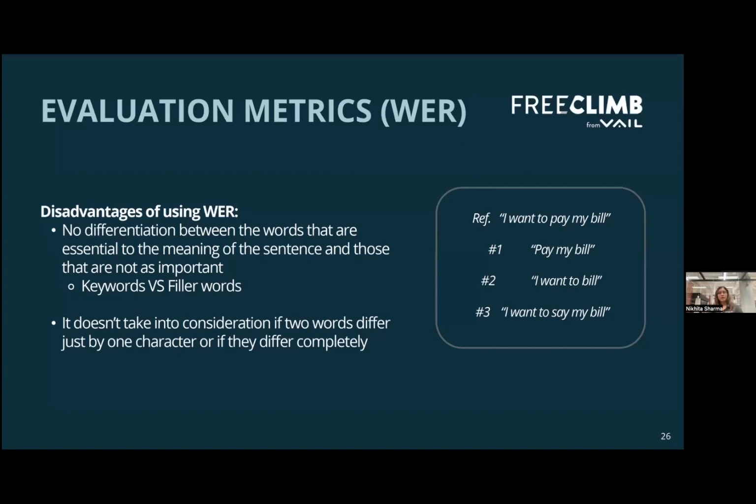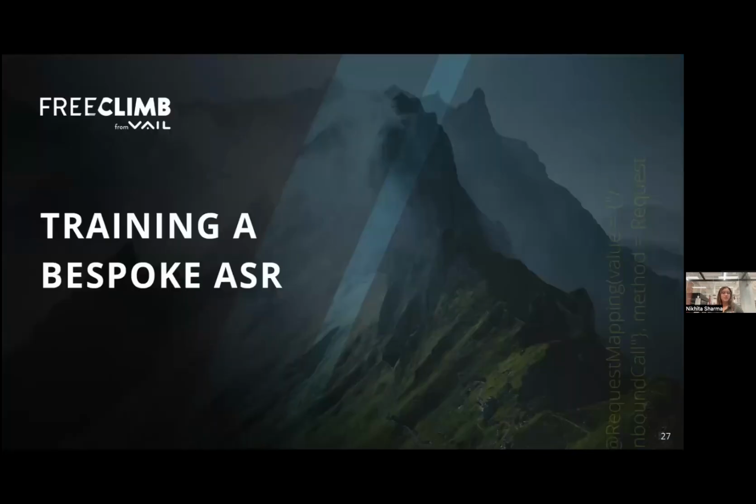And it also doesn't have any idea about how wrong a word is. For example, if you look at the reference here, "I want to pay my bill" versus "I want to say my bill," it doesn't look that bad, and you can kind of make out what is being said. But the word error rate would still be the same if you missed out on "pay" entirely. So it doesn't have an idea of how bad your transcript is. It just looks at the words one at a time. So with that, let's move to the next section, which is considerations for training your bespoke model.